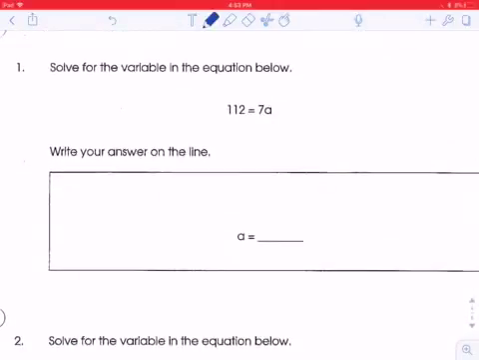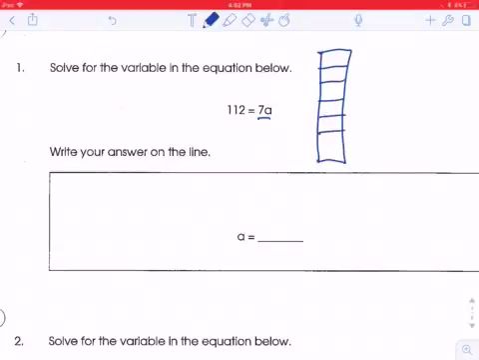Getting to the last page. Solving, right? So hopefully you did this last year. This is a single-step equation. It says 7 of these A's equal 112. So I might think of this as 7 things. 1, 2, 3, 4, 5, 6, 7. Each one of them is an A. And I know if I add all of these up, I will get 112.